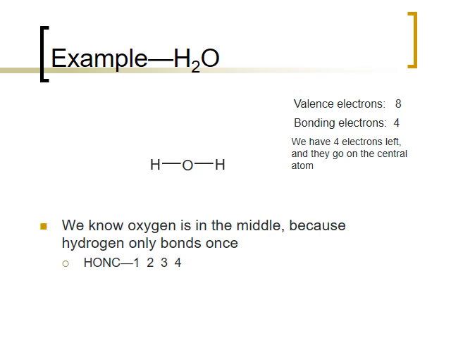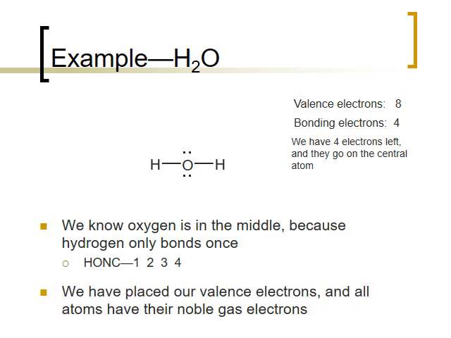They're going to go on the oxygen. Hydrogen doesn't need any more. Hydrogen doesn't need an octet. When it has 2 electrons, it meets its nearest noble gas configuration requirement. So we put the remaining 4 electrons on the oxygen. We have placed our valence electrons. We've placed 8 electrons. Oxygen has an octet. Hydrogen is happy. Every atom has what it needs, and our Lewis structure is complete. That is the Lewis structure for water.